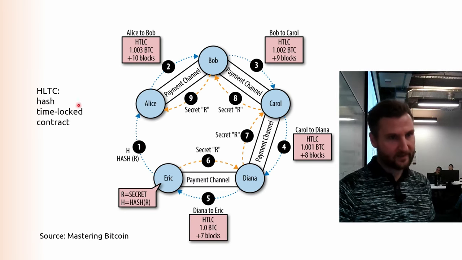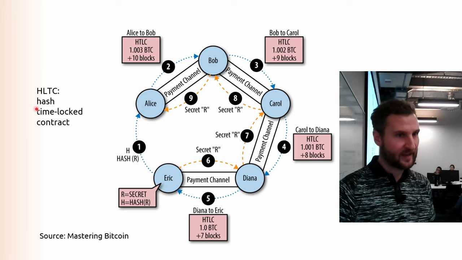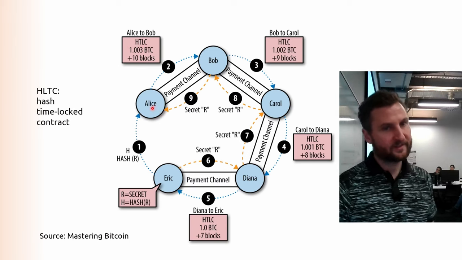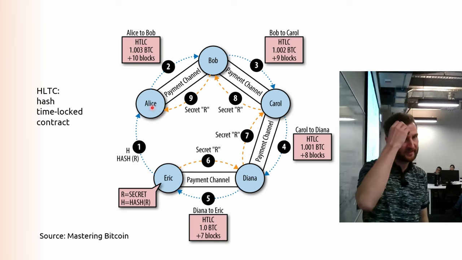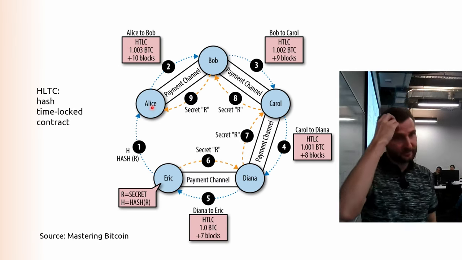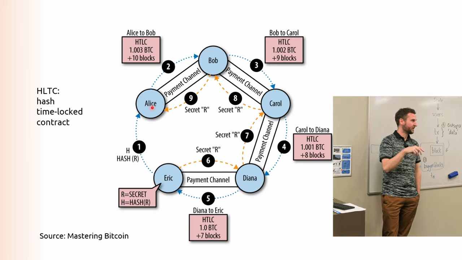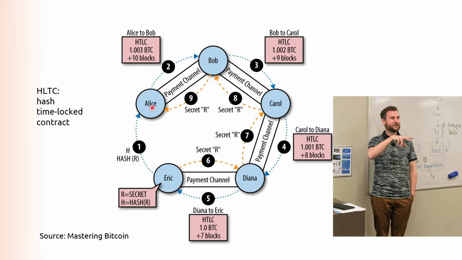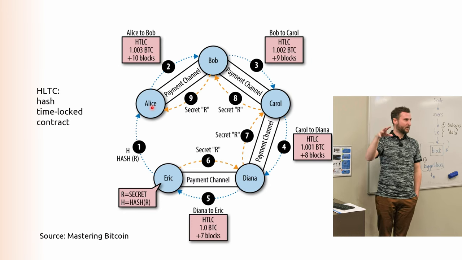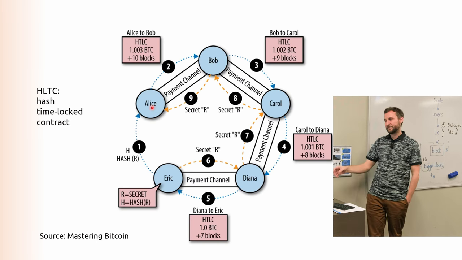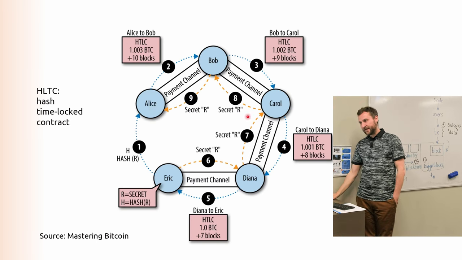The way that this is implemented is with, in red here, a hash time-locked contract. So the hash is just a secret value that's hashed, so you don't know the secret. Time-locked means it's going to expire at some point in the future. So if something happens in the routing chain, just like time to live, it's going to expire, and no harm, no loss, except a little bit of time, okay? And none of the funds get paid out.